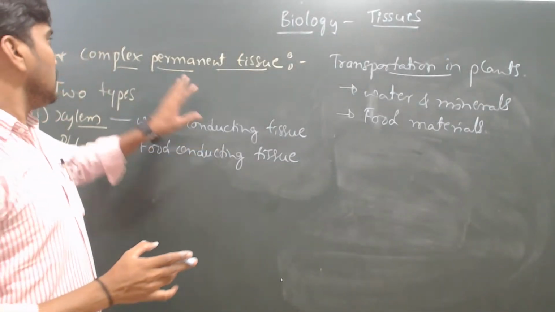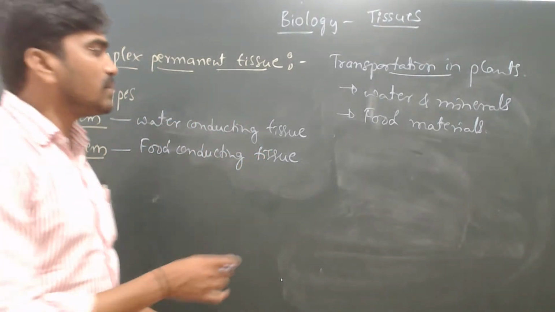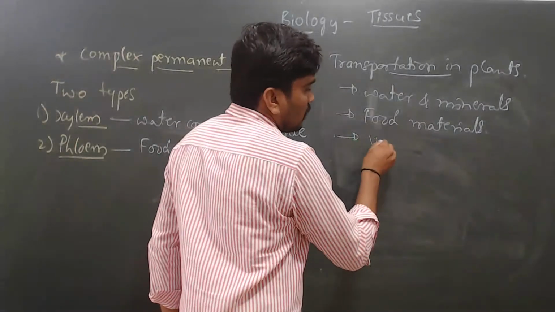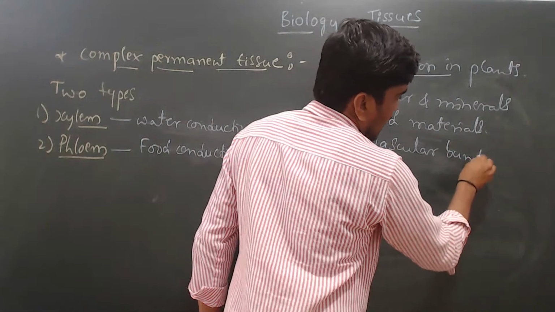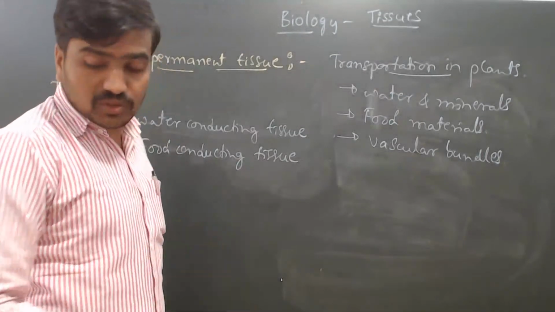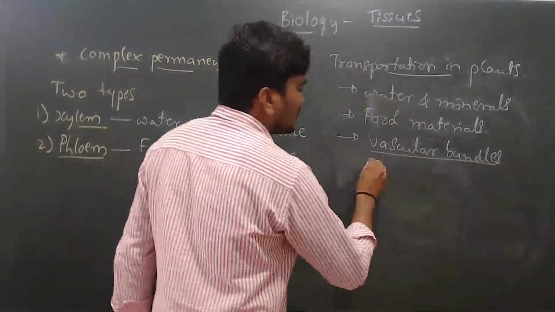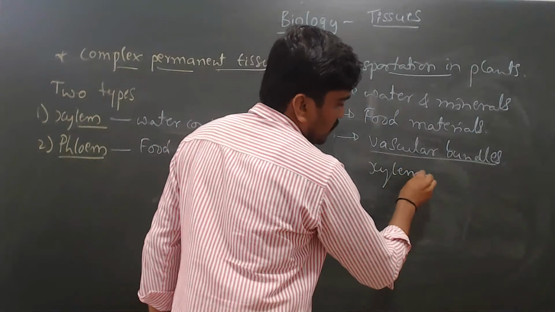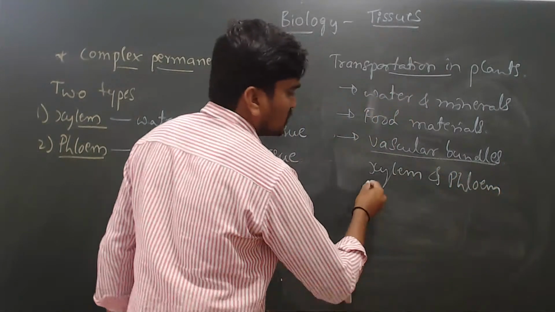Because of that reason, these complex permanent tissues, xylem and phloem, are known as vascular bundles. These are known as what? Vascular bundles. Vascular bundles means which one? Vascular bundles are nothing but xylem and phloem. Don't get confused.